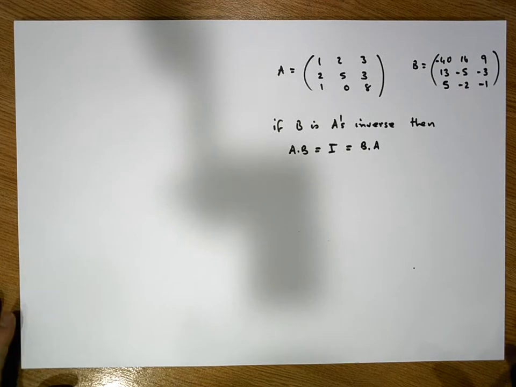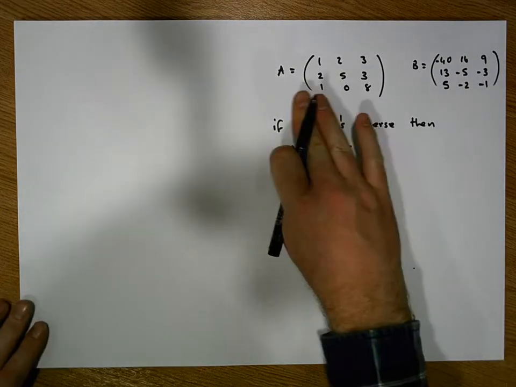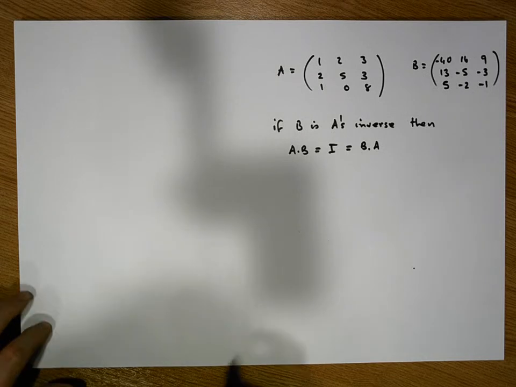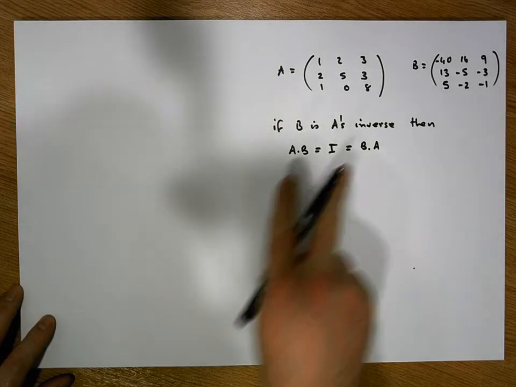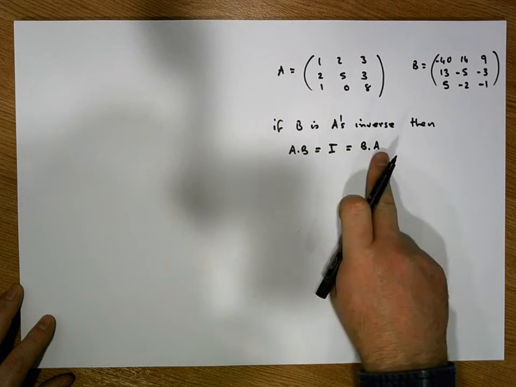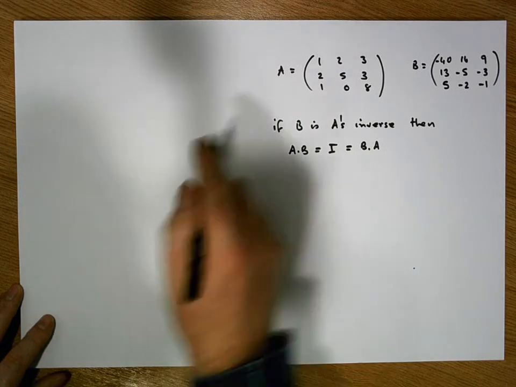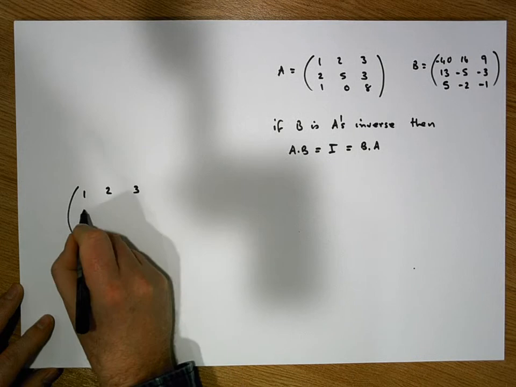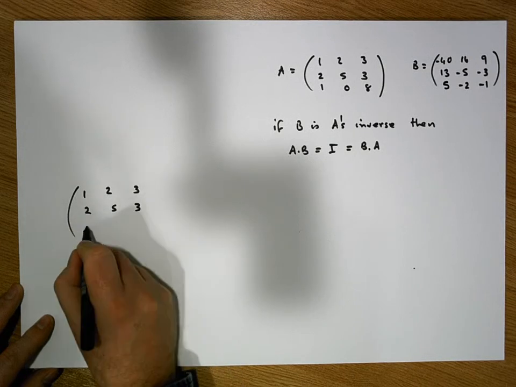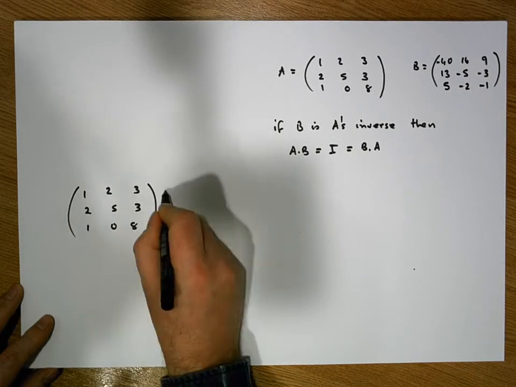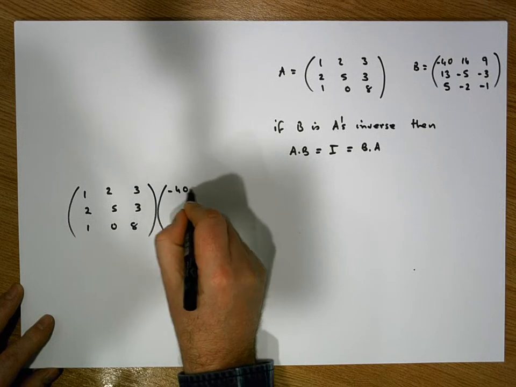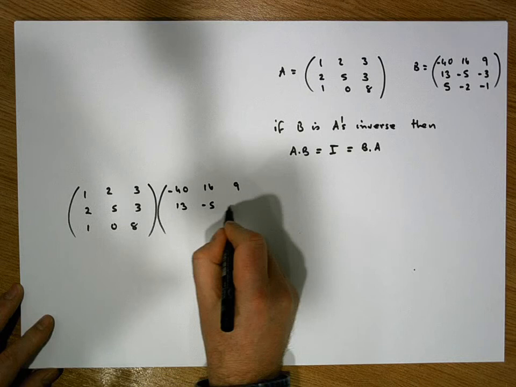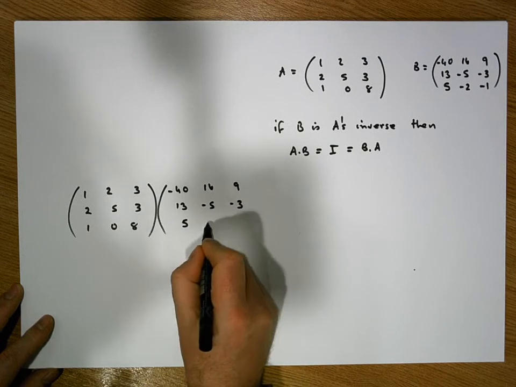So we have a quick test that we can do. If we multiply the A by the B, we should end up with the identity matrix. So let's do that. Either way, this should work, and maybe to verify you need to do both ways. But let's just take the first way where we have 1, 2, 3, 2, 5, 3, 1, 0, 8, and we're going to multiply that by minus 40, 16, 9, 13, minus 5, minus 3, 5, minus 2, minus 1.